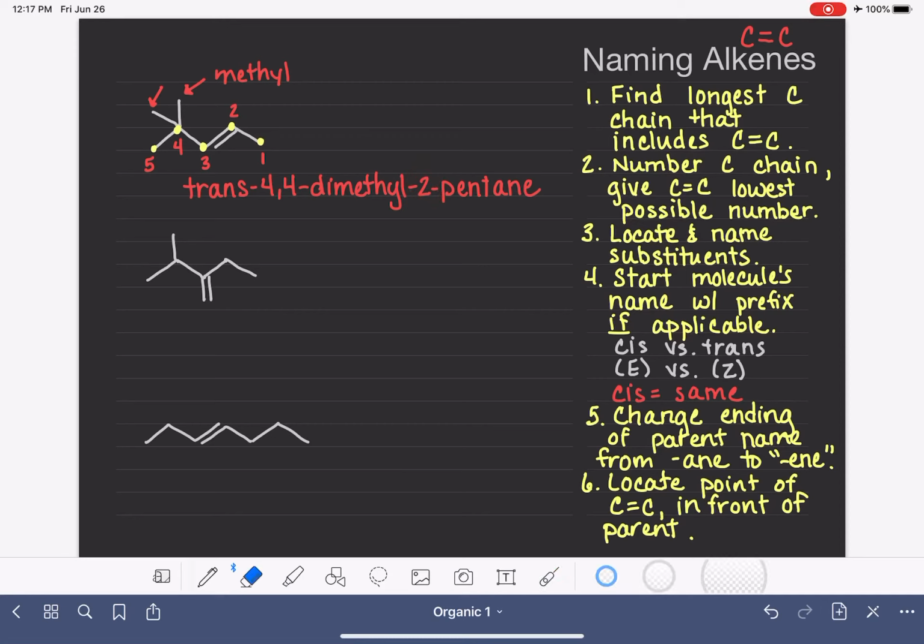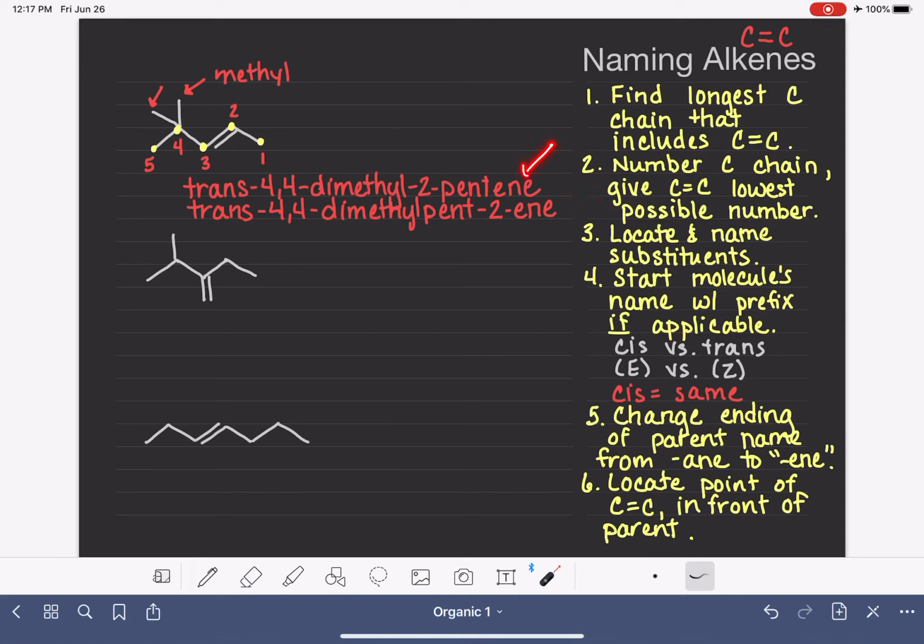Oops, I realized I made a mistake there. To embed the location of the double bond into the middle of the alkene's name. So that would look like this: trans 4,4-dimethyl pent 2-ene. And this is actually the newer method for naming alkenes.